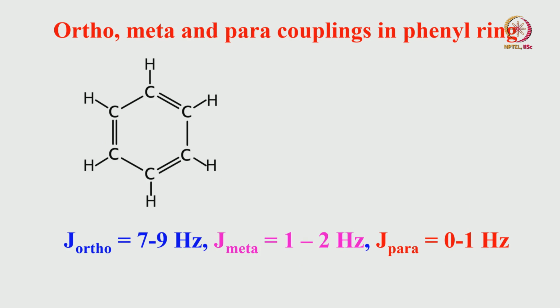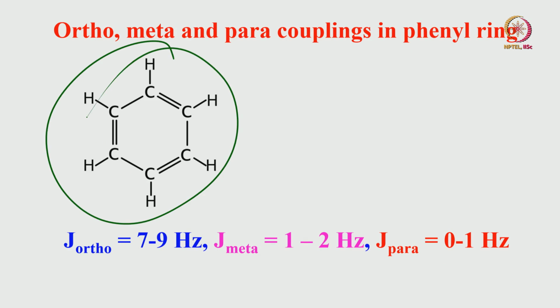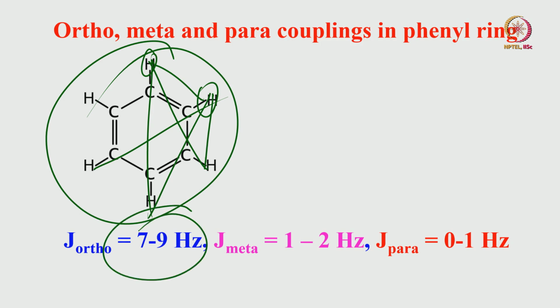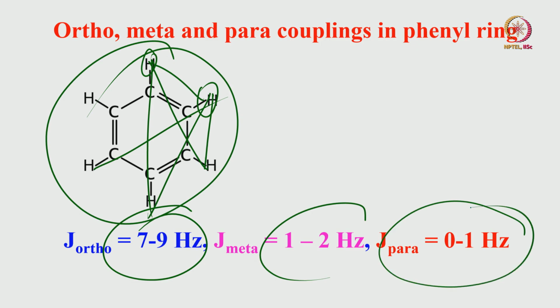Go to phenyl rings. If you go to the phenyl ring, as I told you, benzene gives a single peak. When I was discussing the magnetic equivalence, I told you each proton can have an ortho coupling, a meta coupling and a para coupling. Each proton will have 3 couplings, and the strength of the coupling is about 7 to 8 hertz for ortho, 1 to 2 hertz for meta and from 0 to 1 hertz for para, less than 1 hertz.